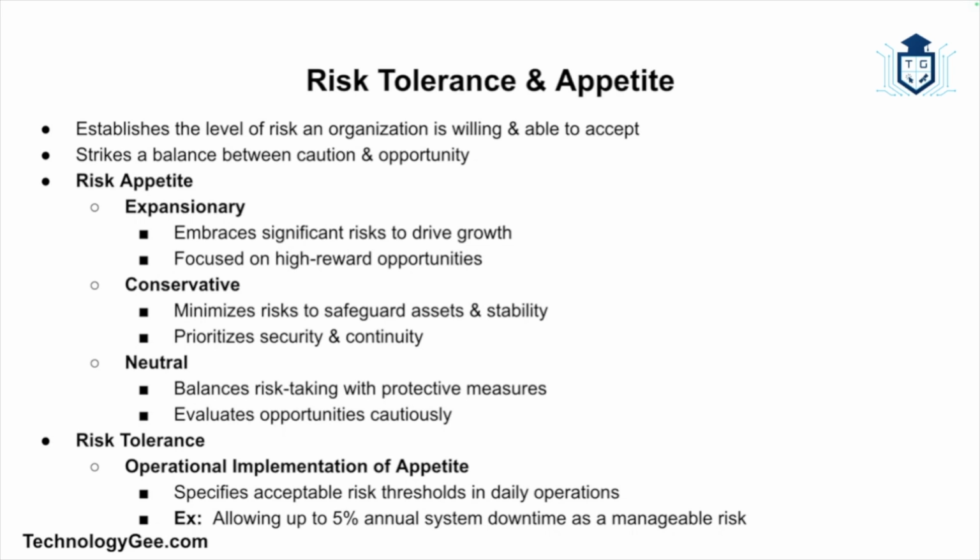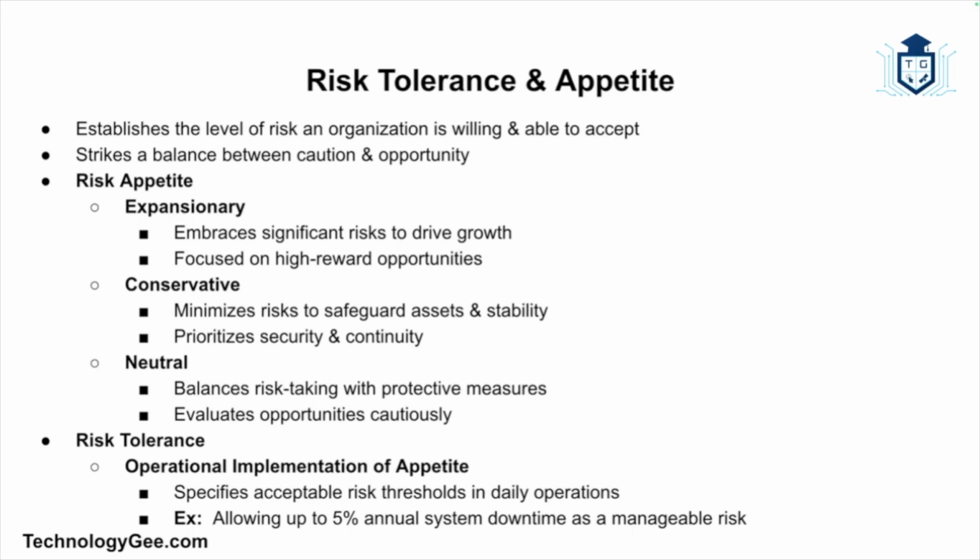Risk tolerance and appetite define how much risk an organization is willing to take on. It's all about balancing caution with opportunity. So with risk appetite, you have a concept called expansionary, and this is the willingness to take significant risks for growth. Then we have an aspect called conservative.